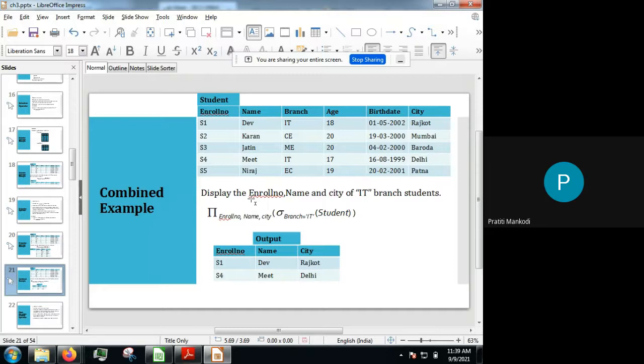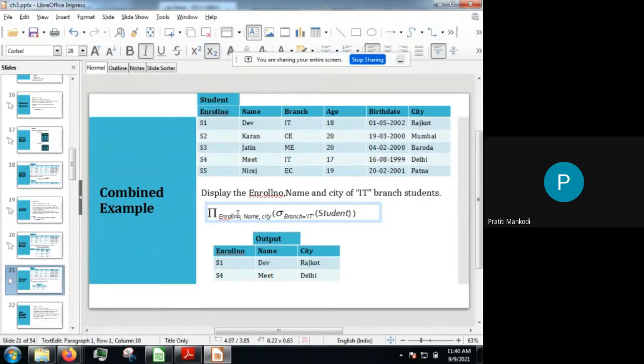So at that time you are supposed to apply both. How you can apply? Pi enrollment number, name, comma, city. This is okay, fine. This is the example. From this table, I want only 3 columns where branch is equal to IT, where branch is equal to CE. So what I did, this part is called the inner part or inner query. This is your inner query and this is your outer query.